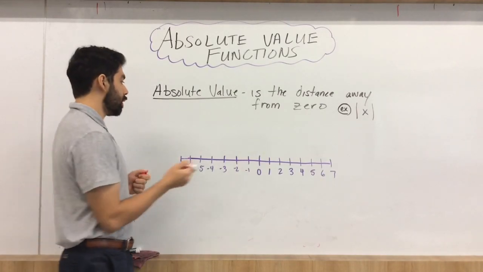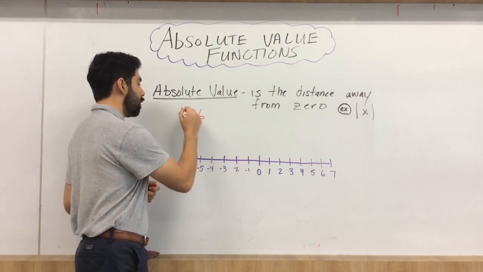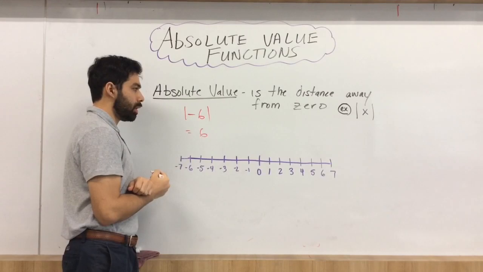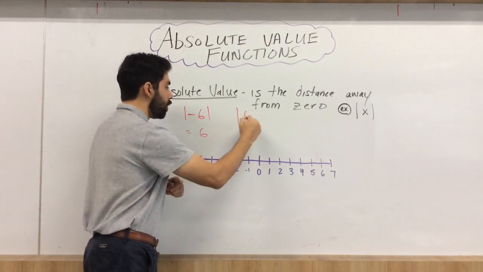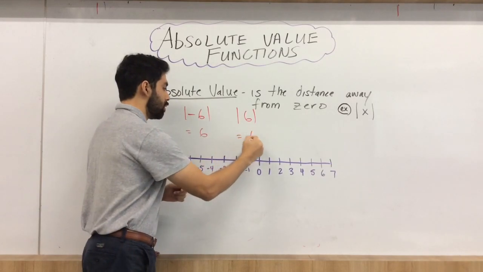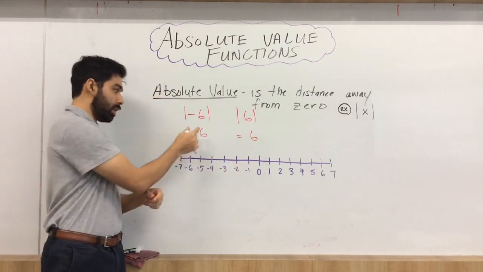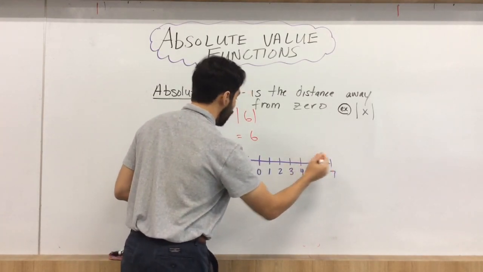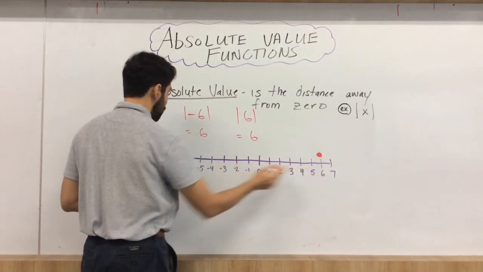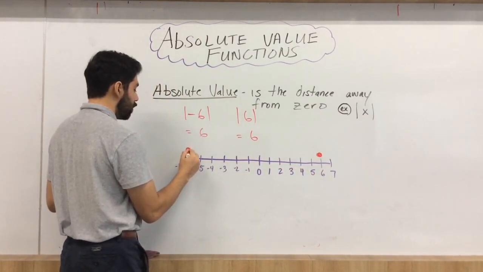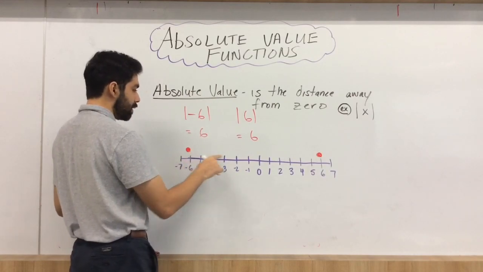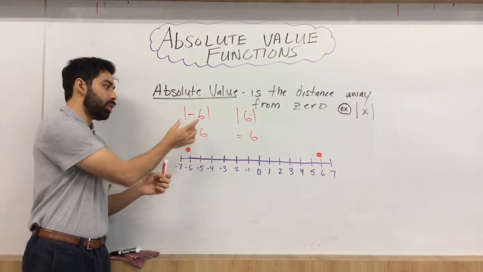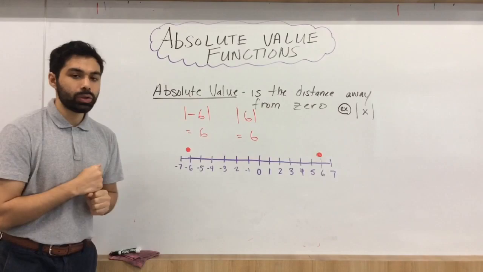So for example, if we have the absolute value of -6, that is equivalent to 6, right? And on the other hand, the absolute value of 6 is just 6, which makes sense. If we put 6 and -6 on this number line, we can note that both points are the same distance from 0. So whatever you have within your absolute value brackets is always going to be positive.